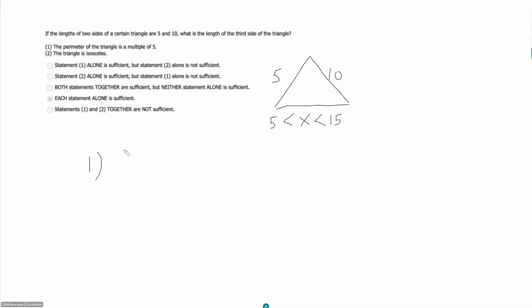The perimeter of the triangle is a multiple of 5. So we got a multiple of 5 here, we got a multiple of 5 here, so that means we need a multiple of 5 here as well. And it looks like we only have one that is possible, 10. Remember, x cannot be equal to 5 or 15. It must be greater than 5 and less than 15. So x is equal to 10, and our perimeter is equal to 25, which is a multiple of 5, in case you just want to check that. So this is actually sufficient.